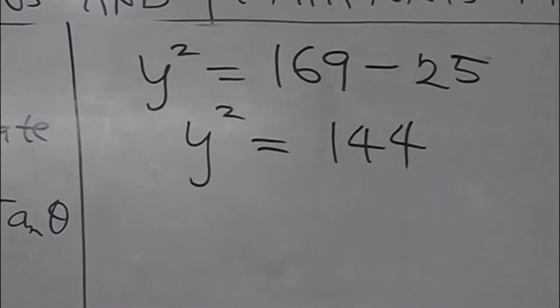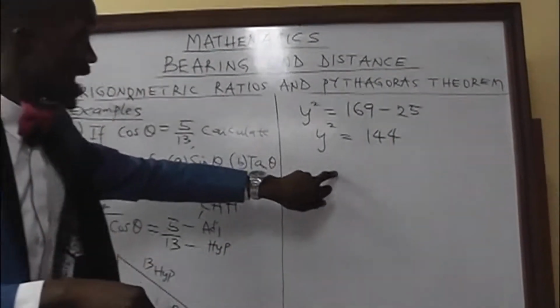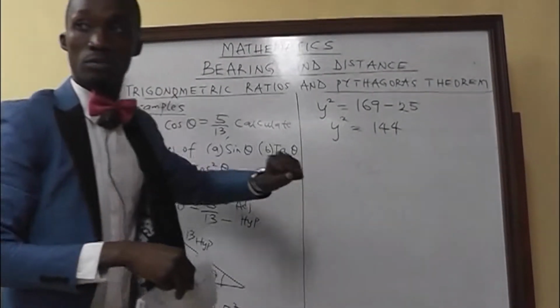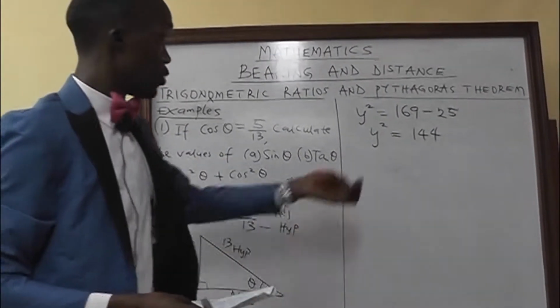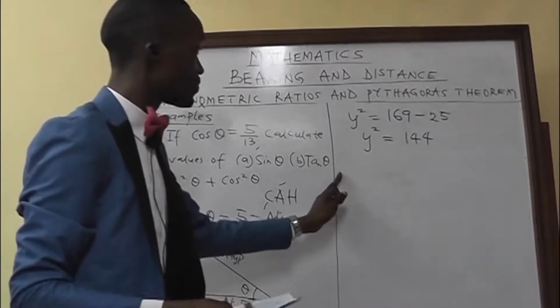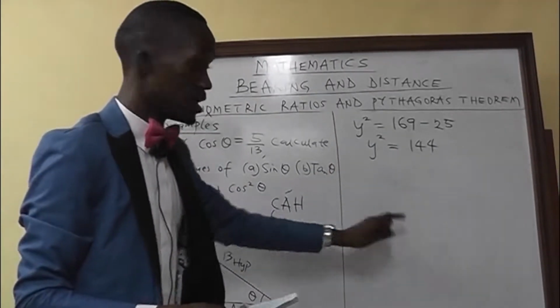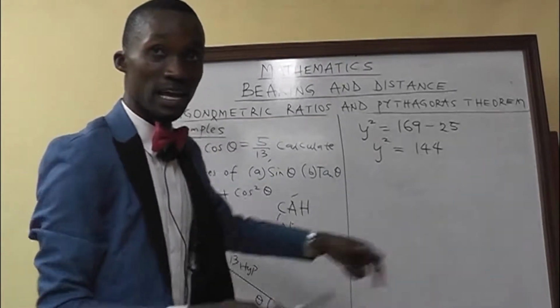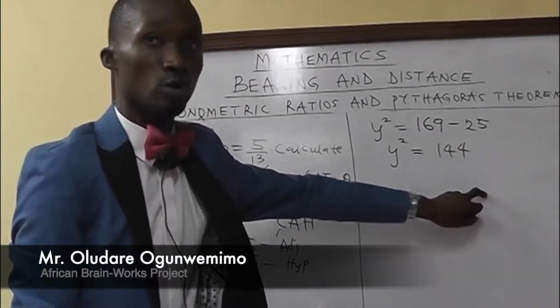We need to look at two numbers that, if you multiply, give us 144. So if you look at our multiplication table, we have all those perfect squares. 1 multiplied by 1 is 1. 2 multiplied by 2 is 4. 3 multiplied by 3 is 9. If you continue like that, we get to a point where we have 12 multiplied by 12, which will give us 144.